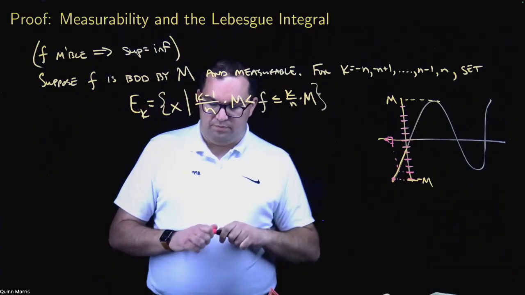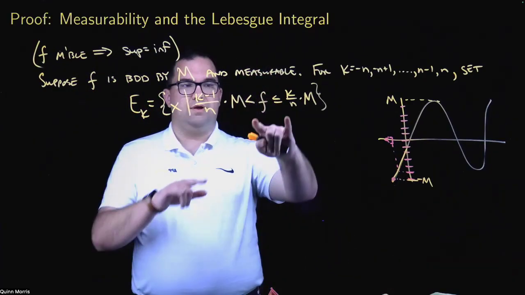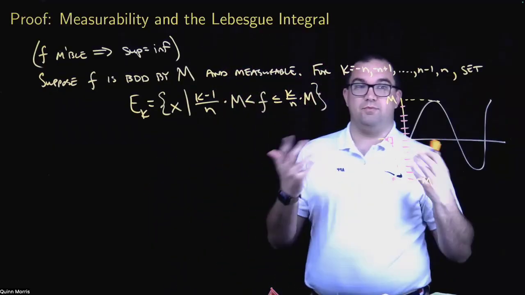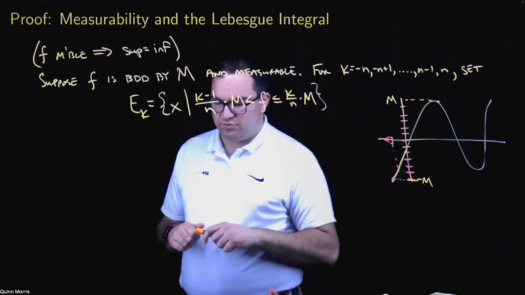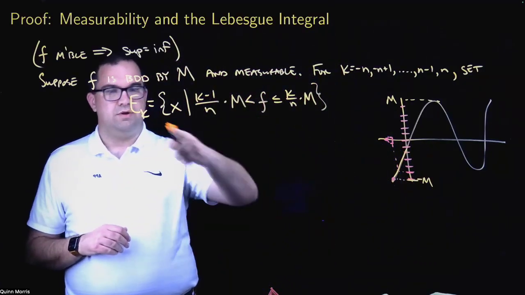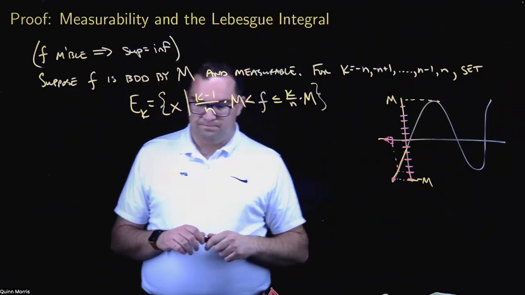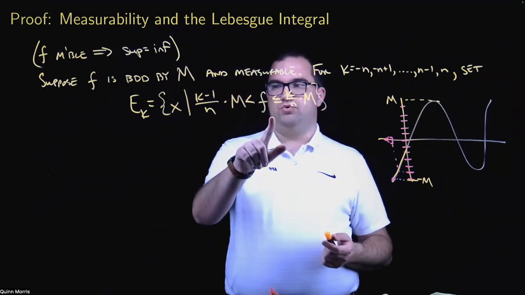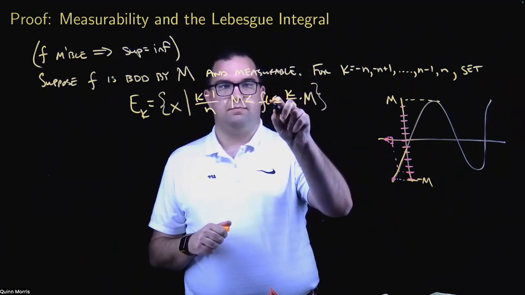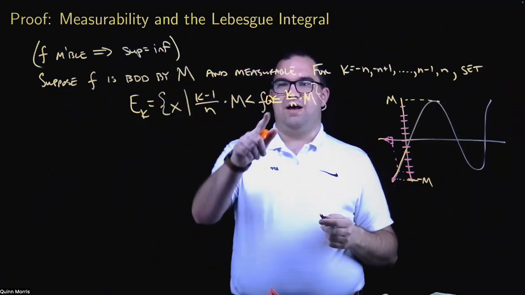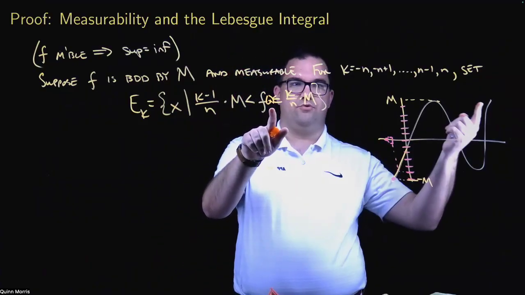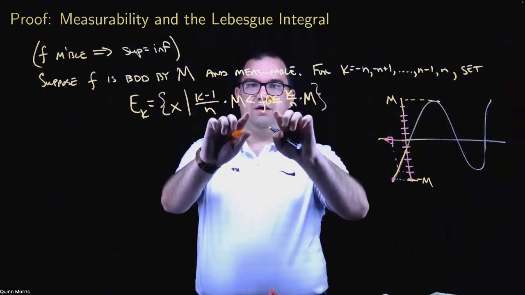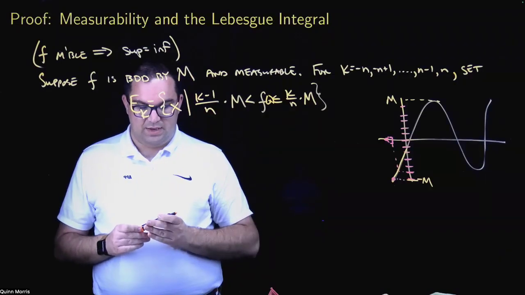The EKs are measurable. Why are they measurable? Well, if you look at this, you can basically write this as an intersection of sets that come from the measurability conditions. So intersections of measurable sets are measurable. Since F is measurable, this set must be measurable. They are disjoint. Why? Well, it's not possible for an X value to map into this range and then another range, right? X values can only map into one of these ranges because of the way I've set up these inequalities, okay?